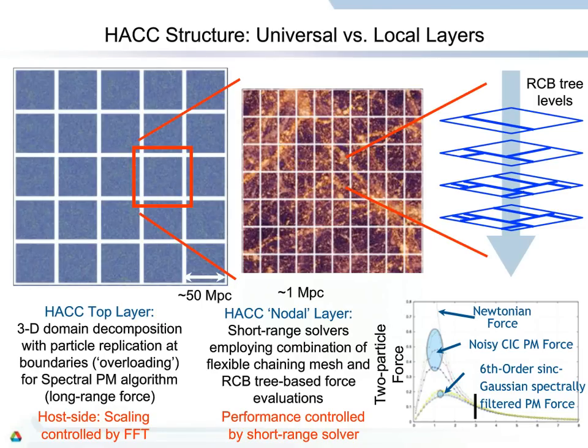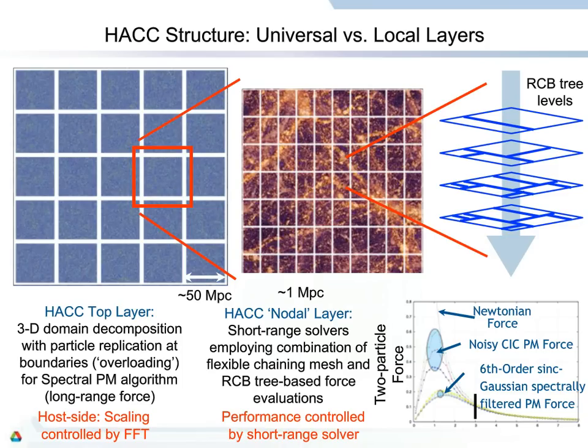Okay, so now let me say a few words about the HACC overall structure. So the universal layer is a 3D domain decomposition, and it uses a trick called particle replication at the boundaries. And this is a very important trick because it actually allows us to reduce, and I don't have time to explain in detail how it works, but it allows us to reduce the amount of communication. Within each of the domains, there are subdomains, and the subdomains are handled by what we call the HACC nodal layer. And that's where we actually have the part that depends on the architecture.